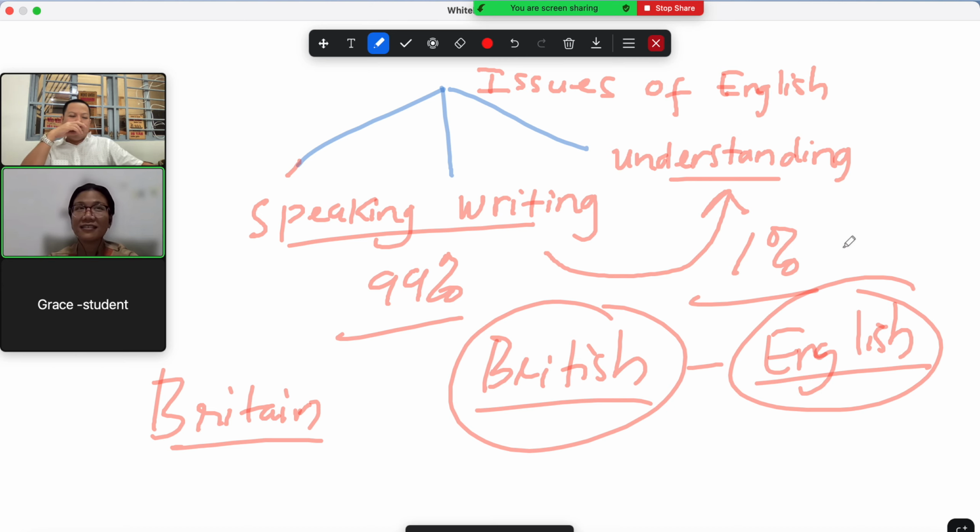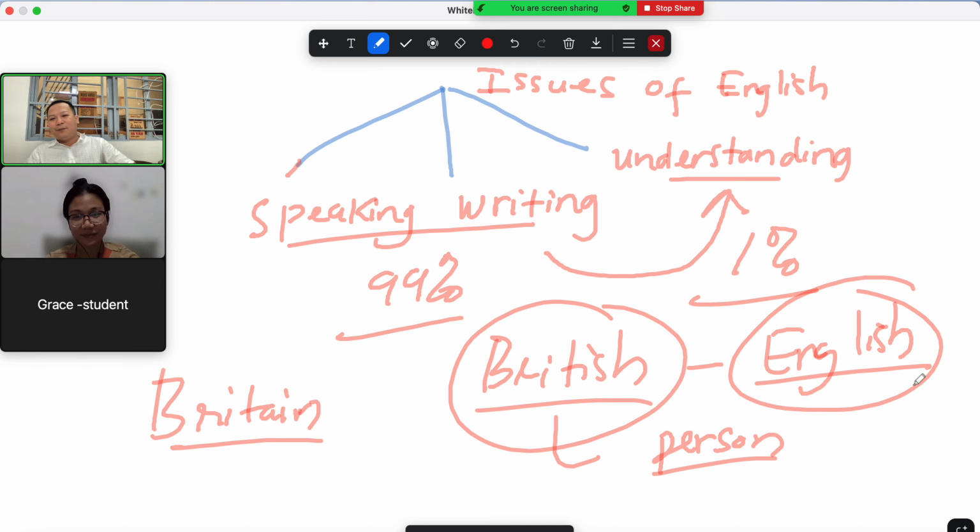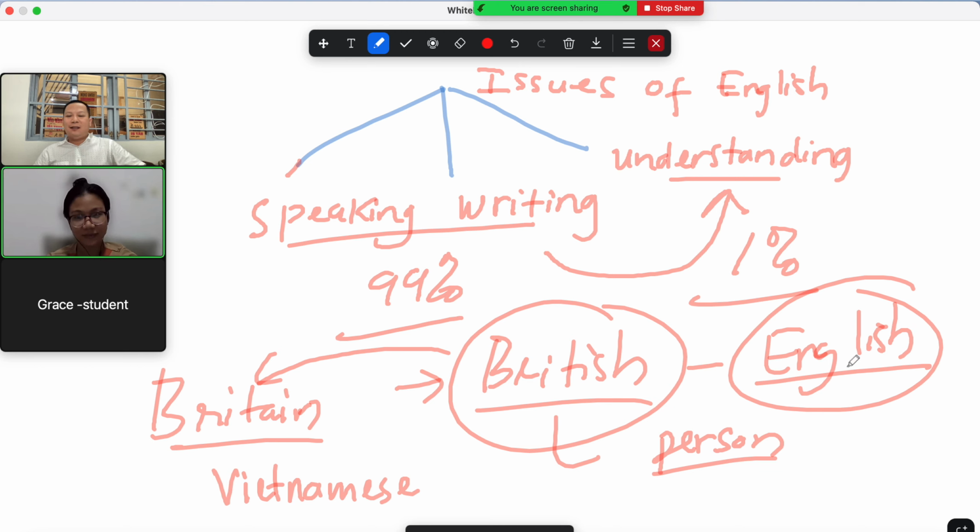British is just the combined four countries, I remember. Is it right? So British is a person, not a country. Like we are Vietnamese, and they are British. British is in Britain. They live in Britain. Vietnamese live in Vietnam. British live in Britain. And what is English? The people who live in England. English is a person who lives in England.